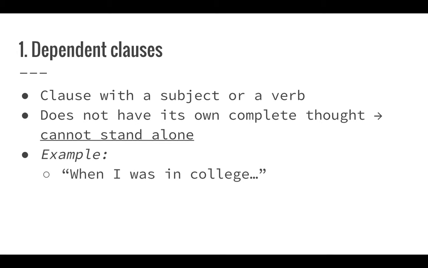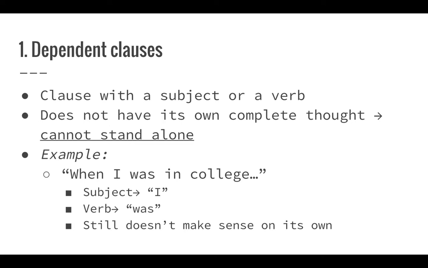So for example, if I say "when I was in college," that would be a dependent clause because it has the subject, which is "I," and it has the verb, which is "was," but it still doesn't make sense on its own. It sounds like it's just the beginning of a sentence, which would make it a dependent clause.